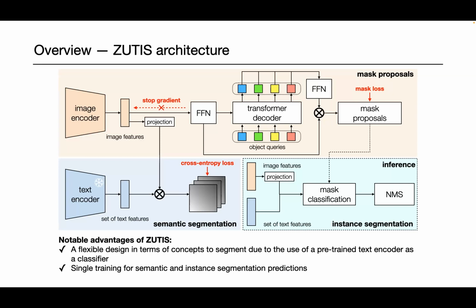Totally, there are two advantages of this architecture. First, due to the use of a pre-trained text encoder as the classifier, you can segment unseen categories by simply extracting textual features for them once the training is done. In other words, it does not require a fixed set of categories for training and inference times. Second, with a single training, it can be used to produce both semantic segmentation and instance segmentation masks.